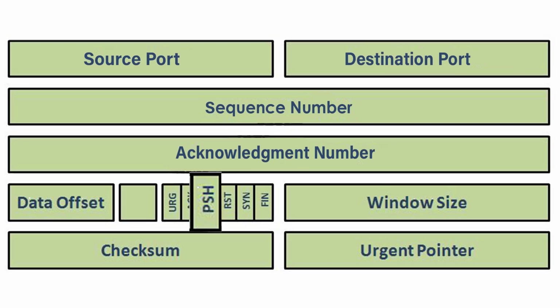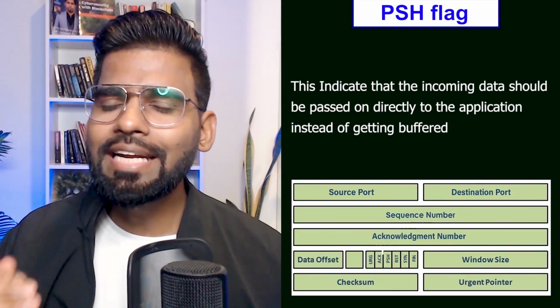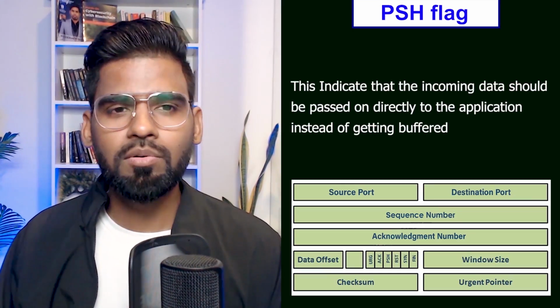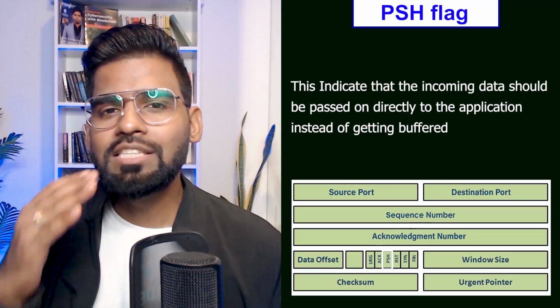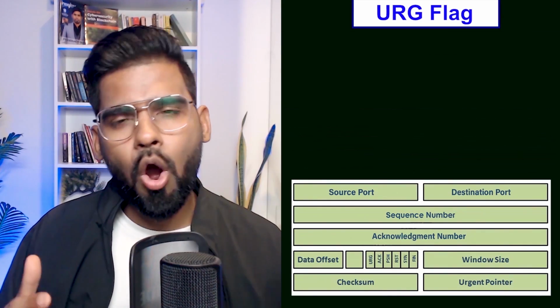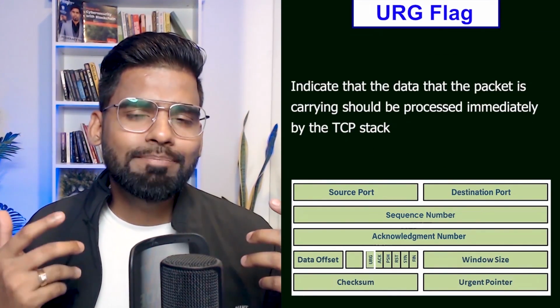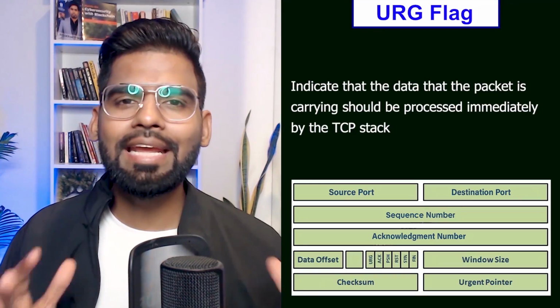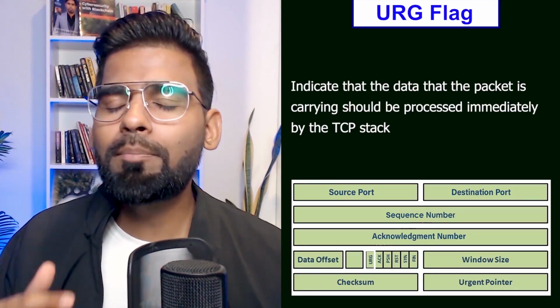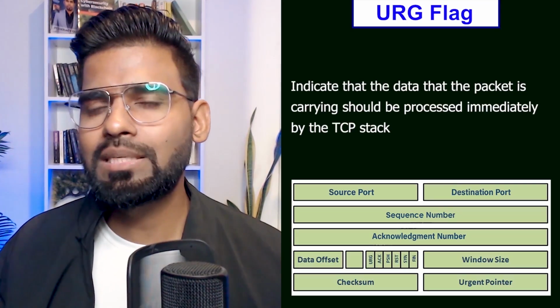Next is the PSH flag, or push flag. This indicates that the incoming data should be passed on directly to the server or to the application instead of getting buffered. Next is the URG flag, or the urgent flag. This indicates that the data the packet is carrying at the moment should be processed immediately by the TCP stack.